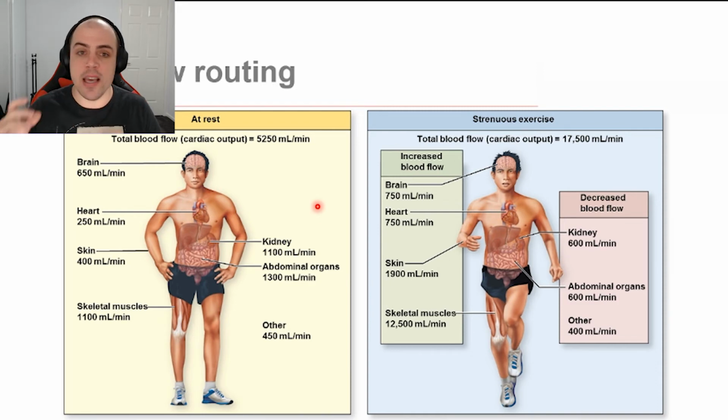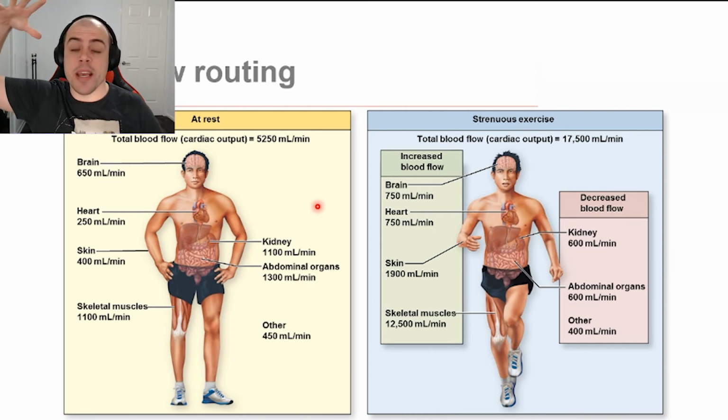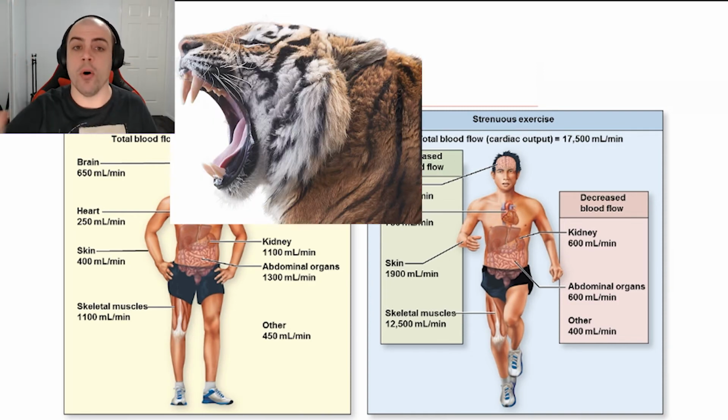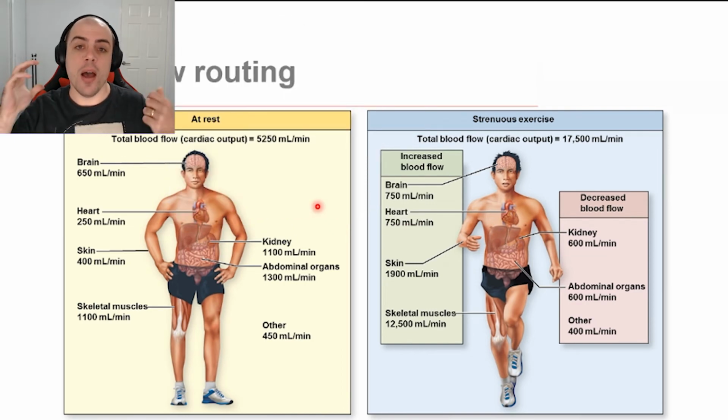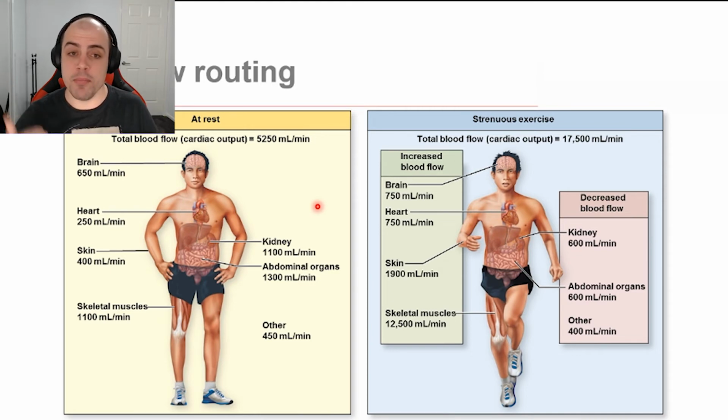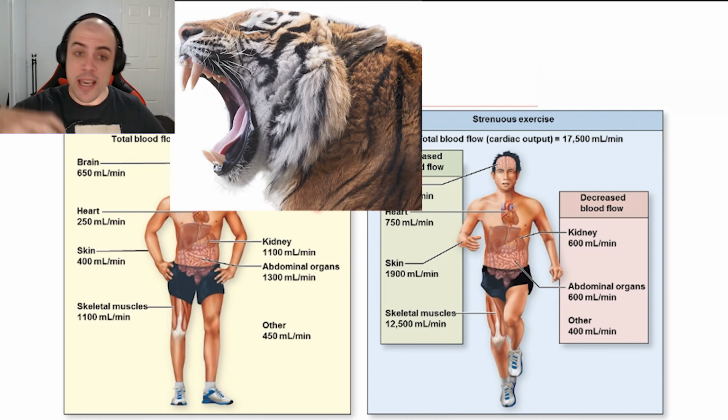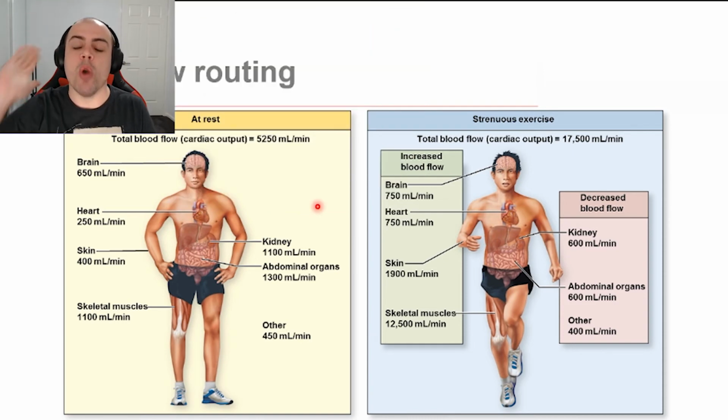Now, if I suddenly see a massive tiger sneak up behind me and I go, oh my God, I need to run for my life, it is not important that I am digesting my breakfast. It is not important that I filter my blood and create urine at that time. Why? Because I've got more pressing issues, i.e. the tiger behind me that's about to eat me. So I need to run.